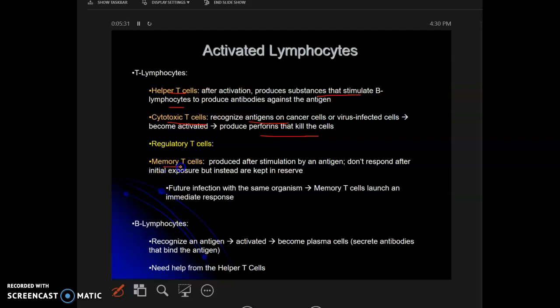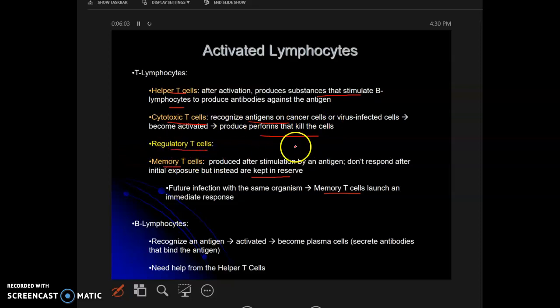Then there's a memory T cell. Memory T cell is also produced after stimulation, and what they do is they're kept in reserve. In future infections, that memory T cell will launch an immediate response, will directly attack, will recognize that foreign antigen-presenting body, and will destroy it. All right, this is a memory T cell.